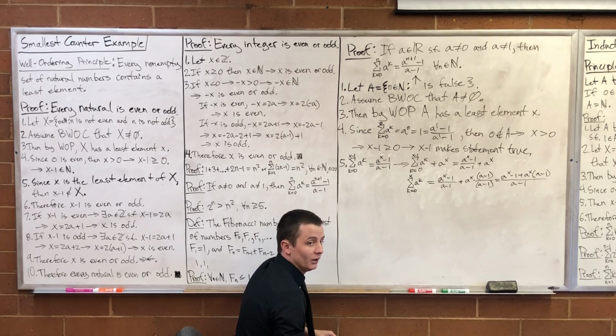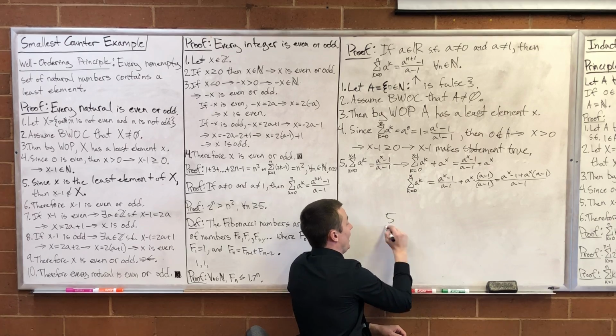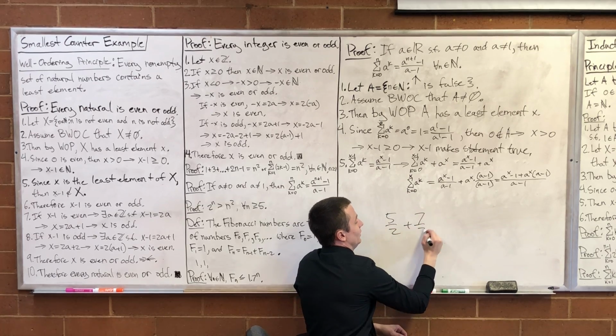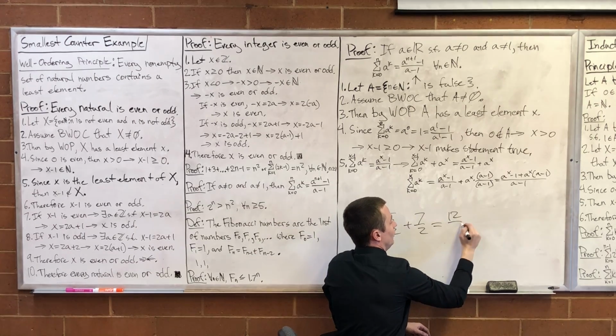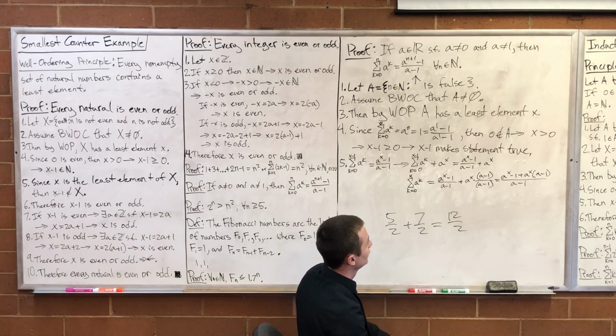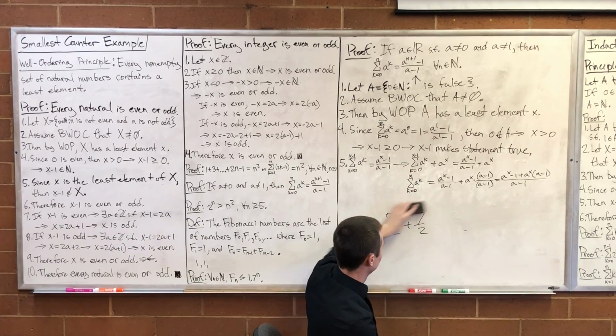For the love, please tell me that's okay. Yes, it's okay. 5 halves plus 7 halves is equal to 12 halves. That's all I'm doing. That has the same denominator, that has the same denominator. We're just putting them all together.